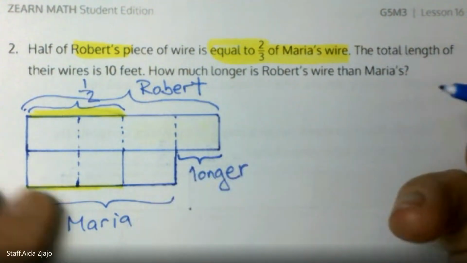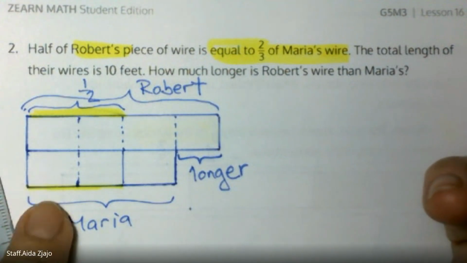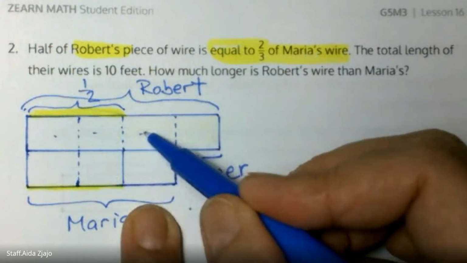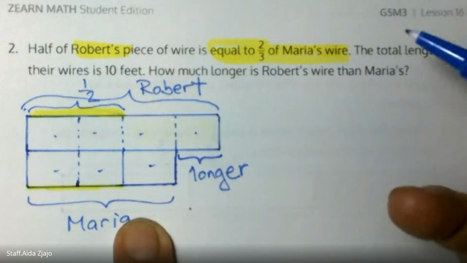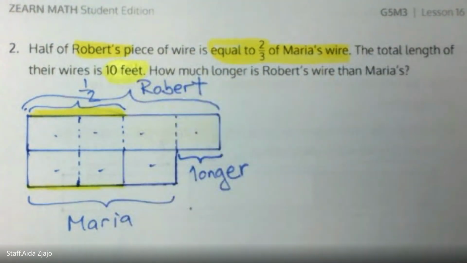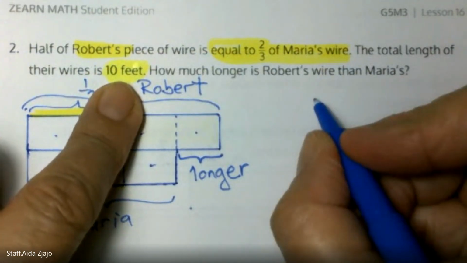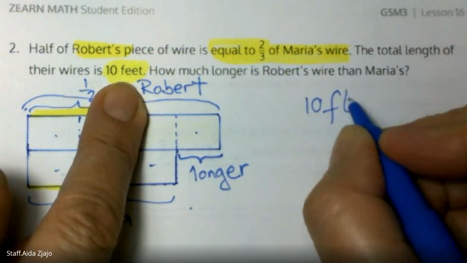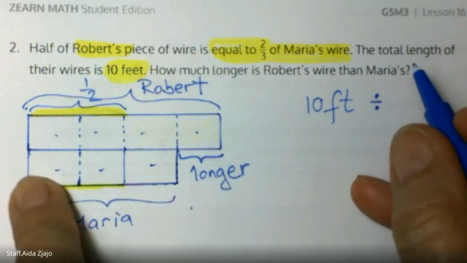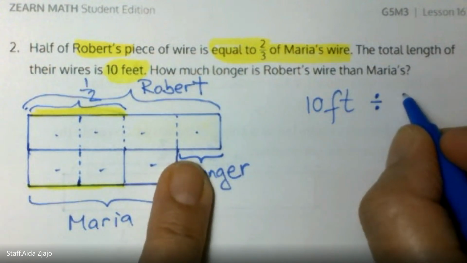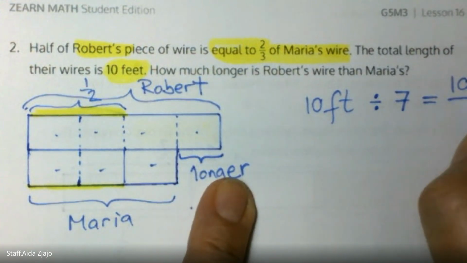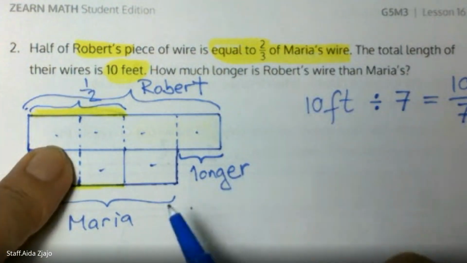This one is longer. So if we think about how many pieces there are, we have 1, 2, 3, 4, 5, 6, 7 pieces. They say that all these pieces will equal 10 feet. So we think about 10 feet divided into Robert's pieces and Maria's. That means 10 feet divided into 7 pieces, so each piece would be 10 sevenths.